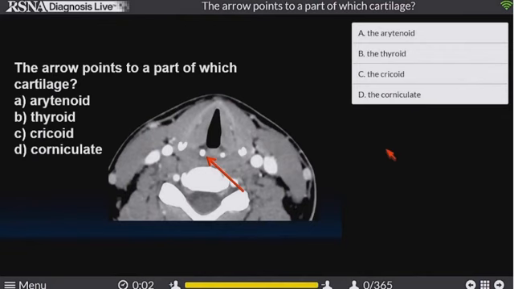All right, our next question. The arrow points to part of which cartilage? Is it the arytenoid, the thyroid cartilage, the cricoid, or the corniculate? You guys can vote faster than that. Very good. Now we're picking up the speed. We'll cut you off at 250. All right.